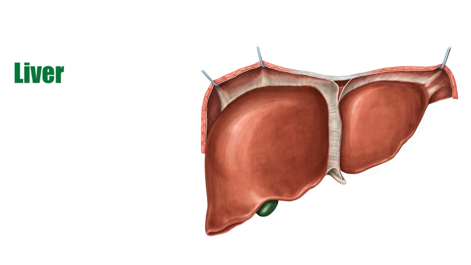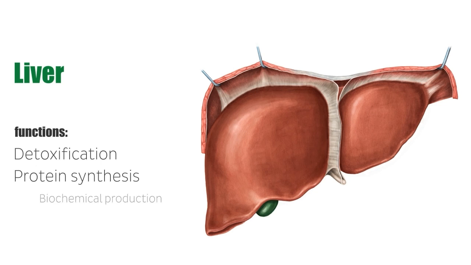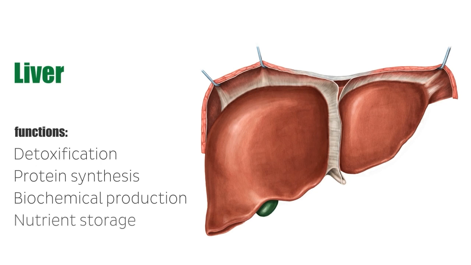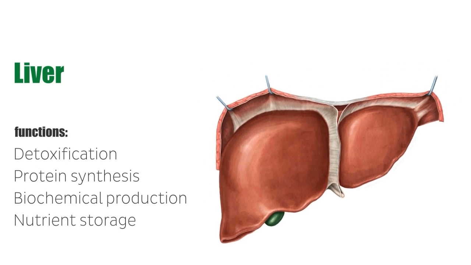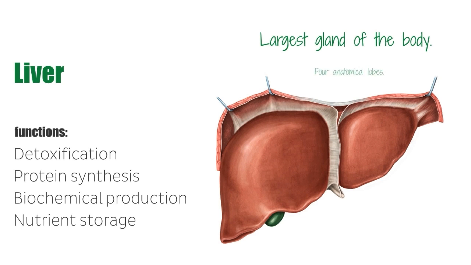The liver is an accessory organ of the GI tract and has many functions. It's located in the upper right quadrant of the abdomen and extends across the epigastrium into the upper left quadrant. The liver has several important functions, including detoxification, protein synthesis, biochemical production, and nutrient storage. It's also the largest gland in the body and is made up of 4 anatomical lobes.